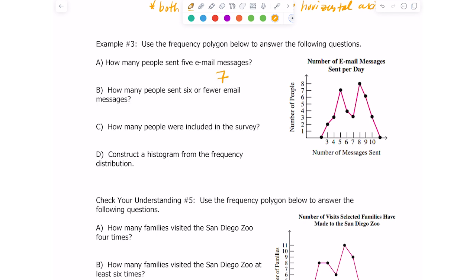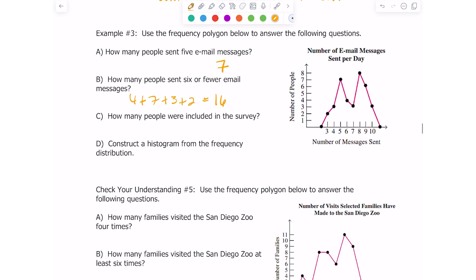How many people sent 6 or fewer email messages? So here I've got 6, right? Messages sent, which is 4, but then also it says fewer. So it could also be 5 messages, 4 messages, or 3 messages, right? So I need to take this number 4 and add 7 and then 3 and 2. So if I add 4 plus 7 plus 3 plus 2, that leaves me with 16 people. So 16 people sent 6 or fewer email messages.